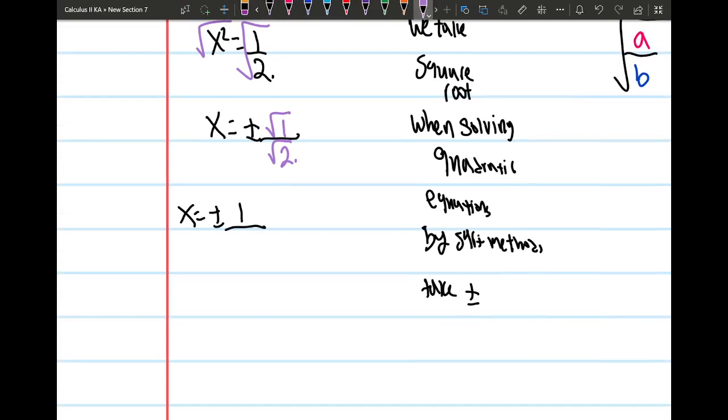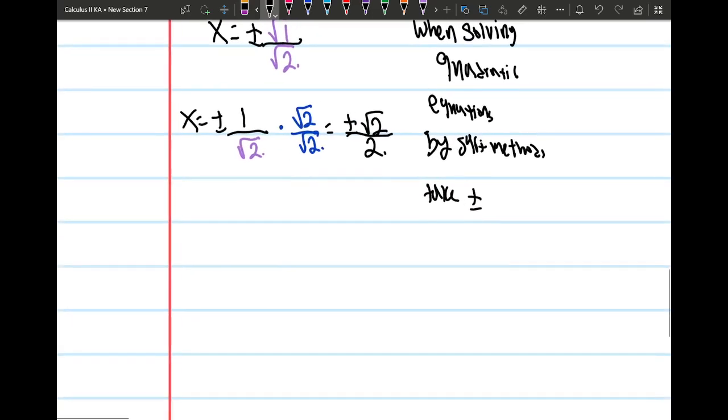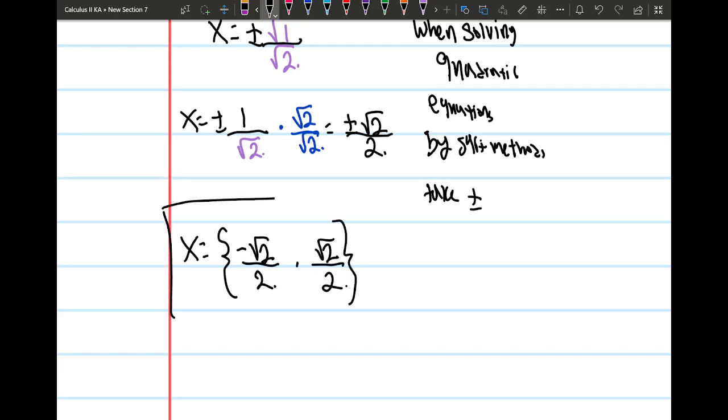But now we have that square root of 2 on the bottom. The only thing we have to do now is rationalize the denominator. So we would multiply times the square root of 2 on top and bottom, so that we can get rid of that square root on the bottom. So then we would end up with plus or minus square root of 2, and obviously the radical cancels out over 2. So my solution is negative square root of 2 over 2, comma square root of 2 over 2. So this would be my answer.